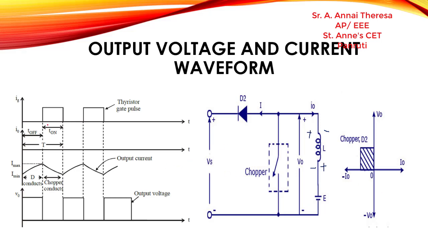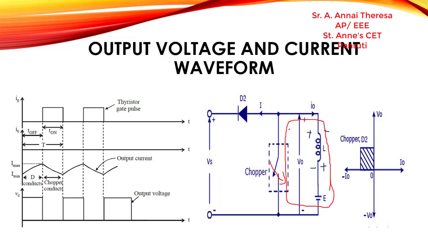Let me explain with the help of the waveform. When the switch is closed, otherwise when the switch is on, what is happening? This battery source drives the current through this inductor and the switch. It will be like this.